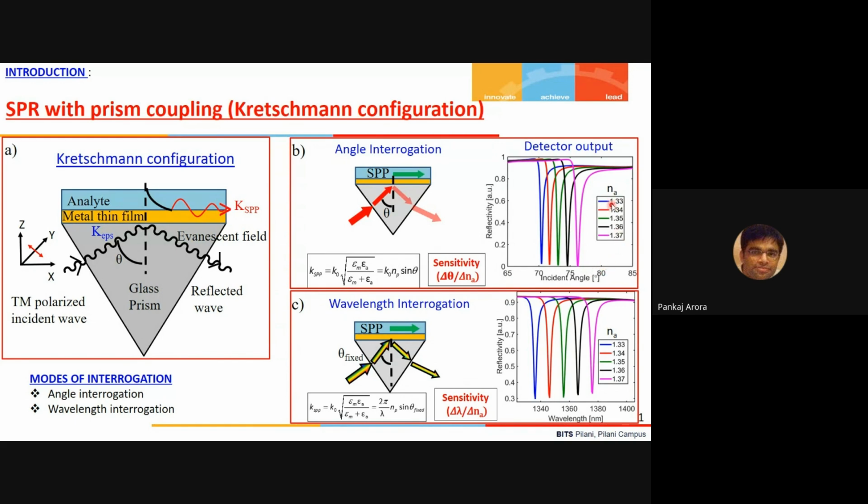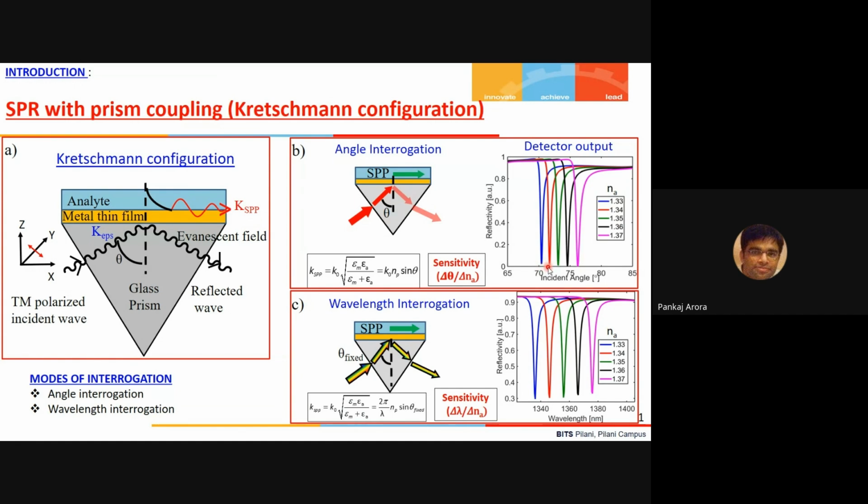As soon as I change the refractive index of the analyte, with glass fixed and metal fixed, say starting from water at 1.33, then 1.34, 1.35, then to match the condition, theta has to be changed. The angle of incidence has to be changed. And you can clearly see how much the change is.